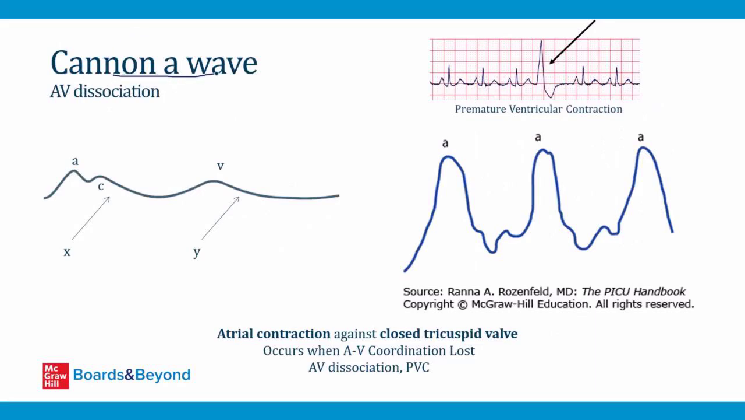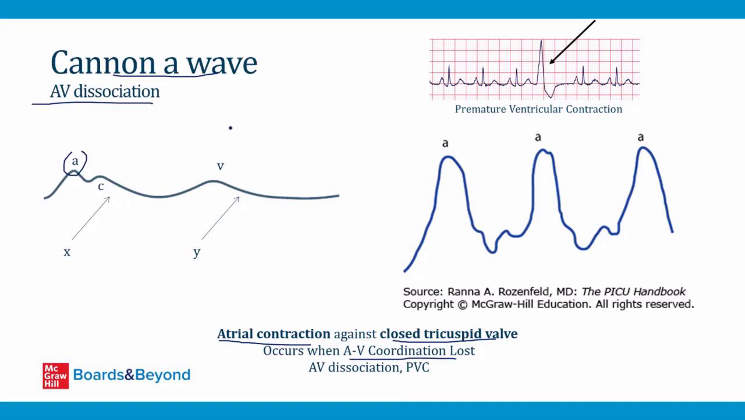The Cannon A wave is a finding you get when there's AV dissociation. This occurs when the atria contracts. Remember, that's what normally causes the A wave. But when it does this, the tricuspid valve is closed, and that only happens if the atria and the ventricular contraction are out of sync for some reason. Anytime AV coordination is lost, that's when you can get a Cannon A wave.